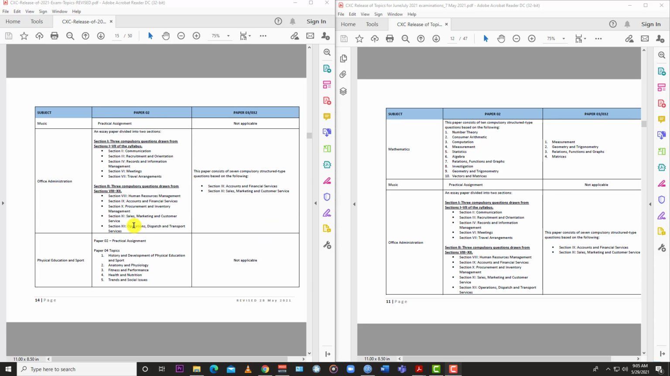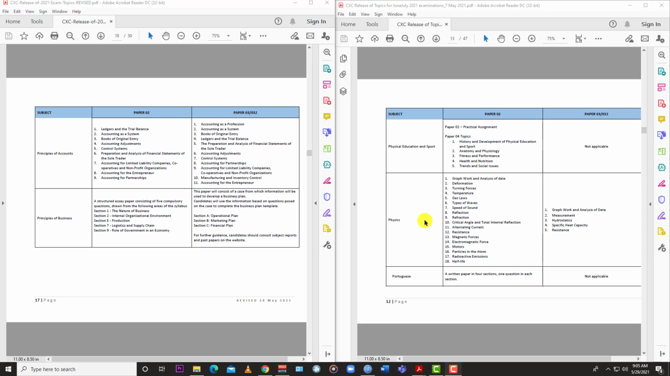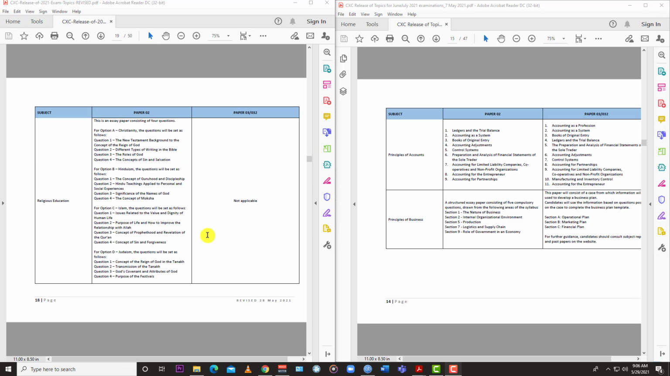So let's go down to our POB and see what happens here. Principles of business. The original is on your right, and the left is the revised. Section 1, nature of the business. Section 2, internal organization environment. Section 5, production. Section 7, logistics and supply chain. Same thing. Section 9, role of the government. Same thing. As for paper three, same thing. Nothing changed. Big revision, nothing changed for most of the subjects.